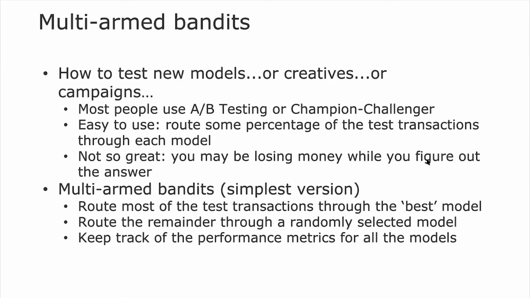Generally, people use A/B testing or champion challenger. I always get a little fuzzy on the difference between those two. I think of them as really roughly the same thing. But the idea with A/B testing, right, is that you've got two creatives, say, and you put them both out there, you see which one wins, gather some statistics about the ROI, and then put the best one into production. The problem with that is that you've got, by definition, one that is less effective in production for some period of time for some subset of your target population. It's easy to do. You just have a very simple rule on the front end that says route some percentage of your test subjects or your test transactions through each creative or each model or each campaign. But again, you might be losing money while you figure that out.